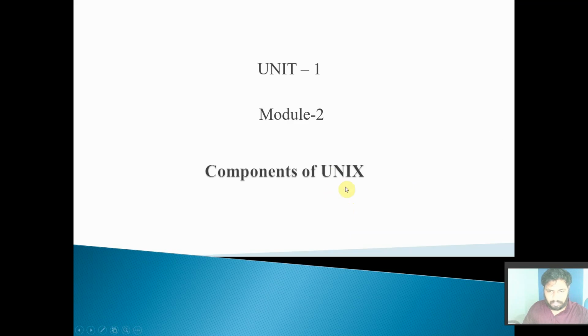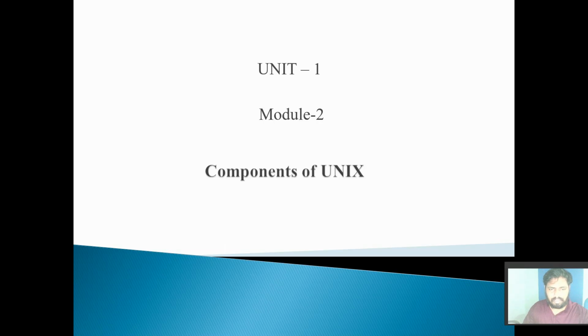UNIX is one of the operating systems. An operating system is the interface between the user and the system hardware. If the user wants to work with hardware like a processor, motherboard, or hard disk, he definitely needs software. That software is called an operating system.